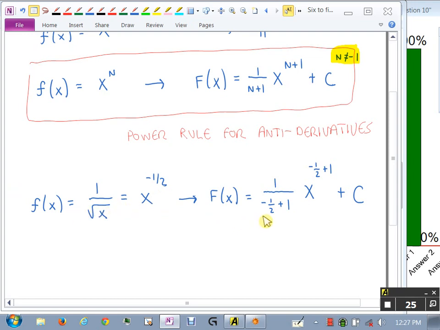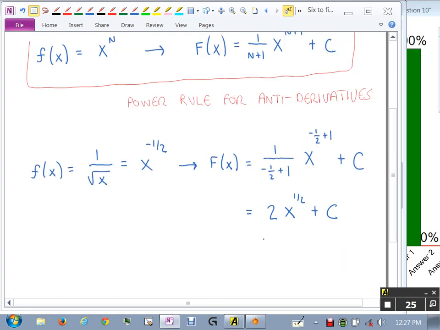All right, and then the more you do this, hopefully you're pretty comfortable with fractions to begin with, but the more you do this, the more comfortable you get, and eventually you start to do it almost automatically. What's negative 1/2 plus 1? It's 1/2. What's 1 over 1/2? 2, so you just reciprocate it, right? So this just becomes 2 x to the 1/2, plus c, I forgot my plus c, which is the same as what? 2 root x plus c.